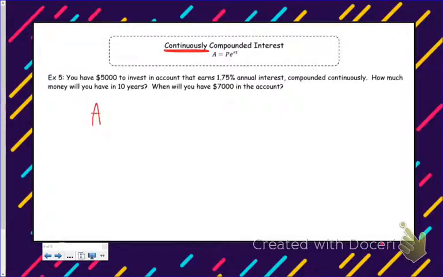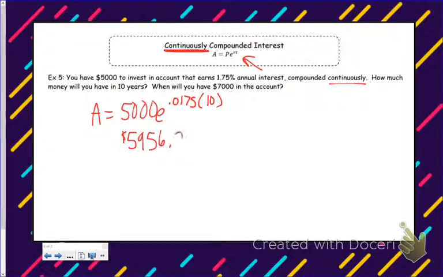So if you have $5,000 to invest in an account that earns 1.75% annual interest, compounded continuously, that's how we know to use this formula. How much money will you have in 10 years? So I would take 5,000 e to the 0.0175 times 10. And then I would just be able to plug this straight into my calculator and run matrix, which would give me $5,956.23.